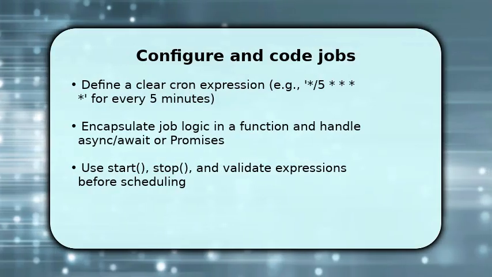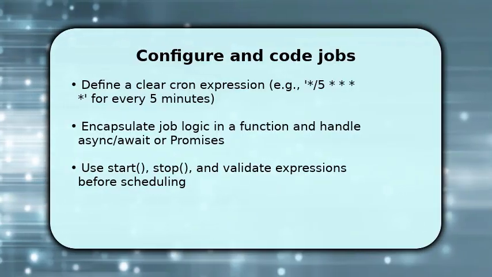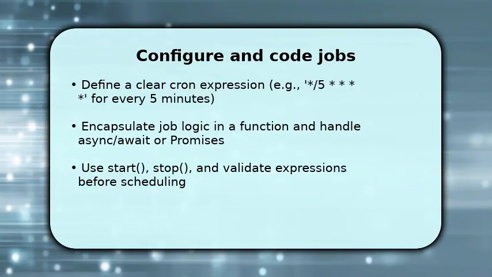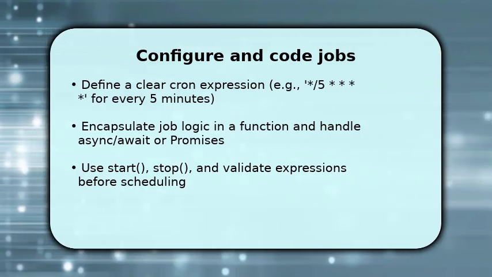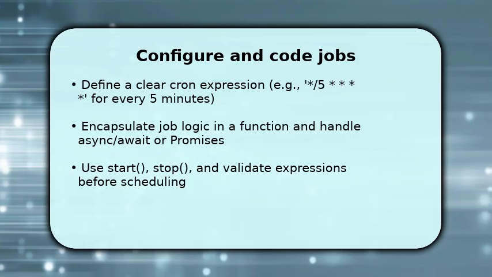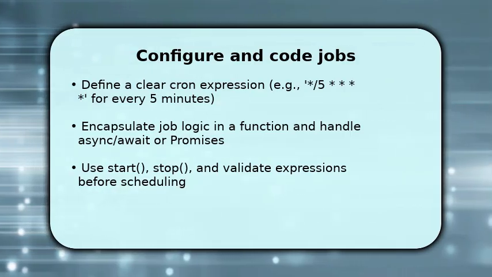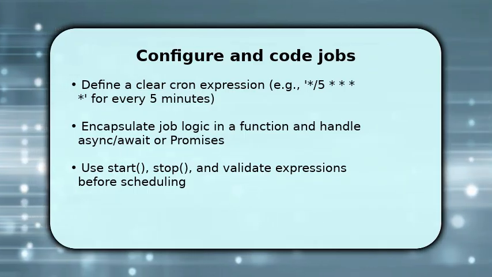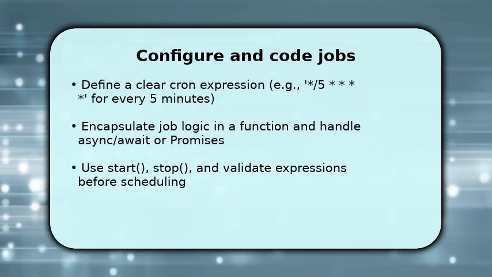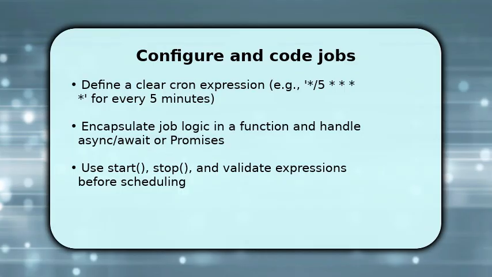Once done with setup, define a cron expression that matches your timing needs and validate it. Create a function for the task, include error handling, and make it async if you call APIs or DBs. Then schedule the job via node-cron. cron.schedule(expression, async () => await myTask()). Also, expose start and stop controls so you can pause jobs during maintenance. Make sure to log start and finish times and catch errors to prevent silent failures.